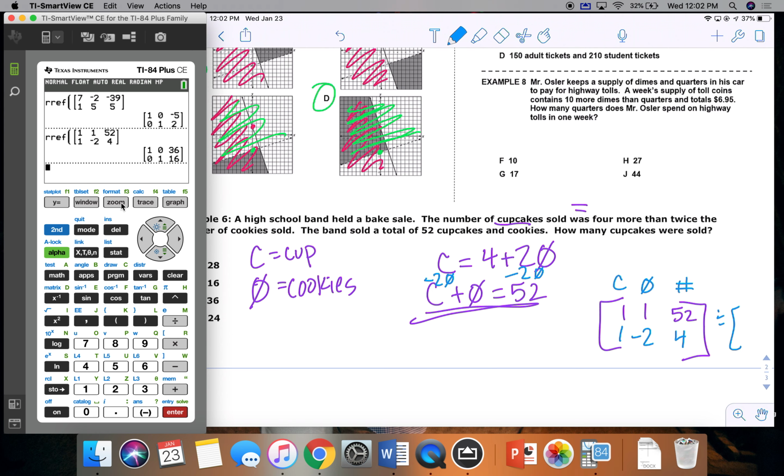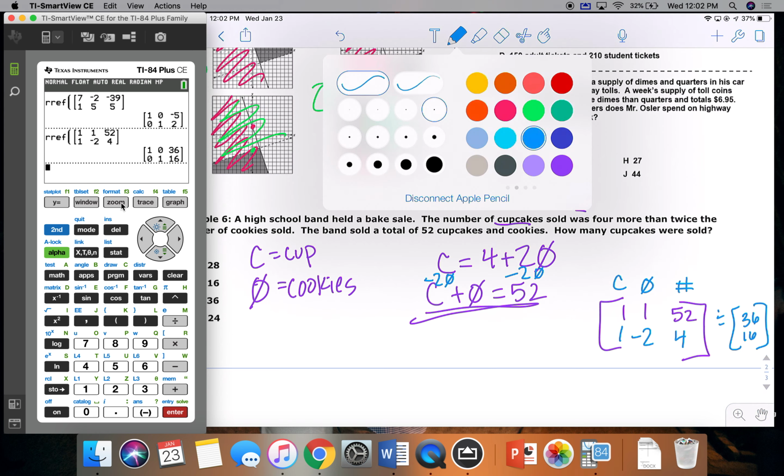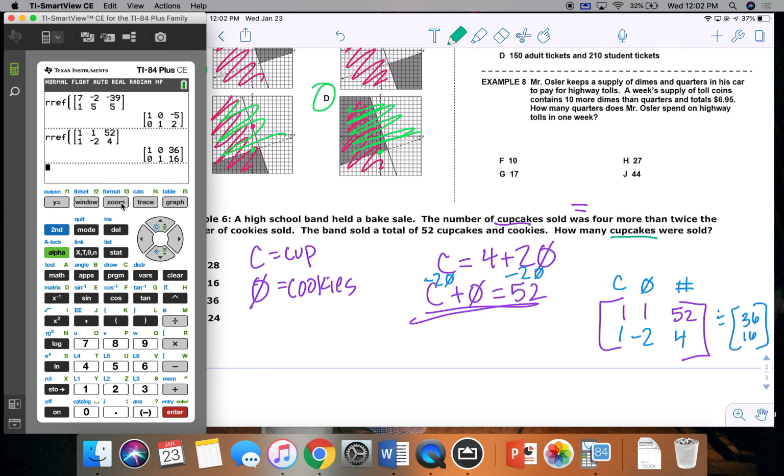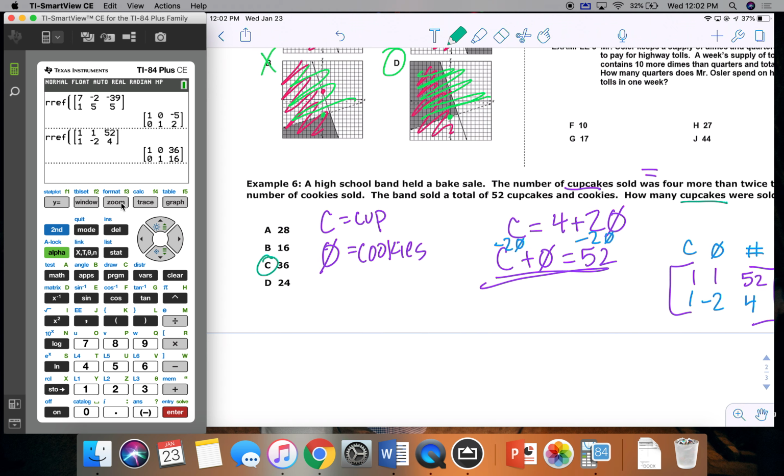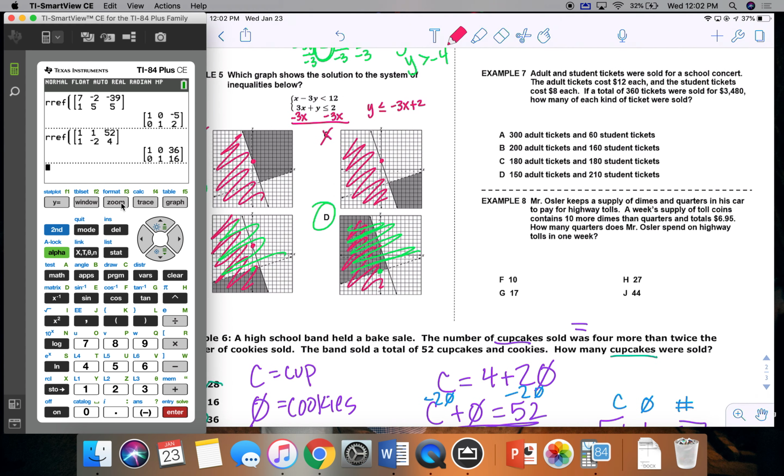So I get a solution of 36 and 16. They have asked me about cupcakes, which I put in first, so that would be 36. Test taking strategy for you, I could mark out A and D because neither of those are the answers that I got from the calculator, so now I have a 50-50 chance if I do have to guess.